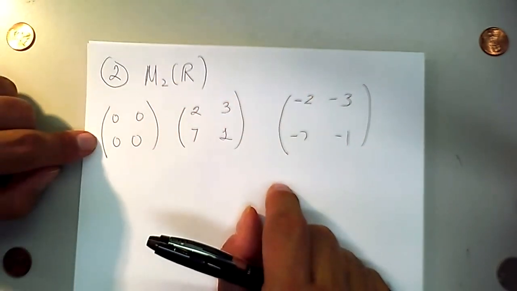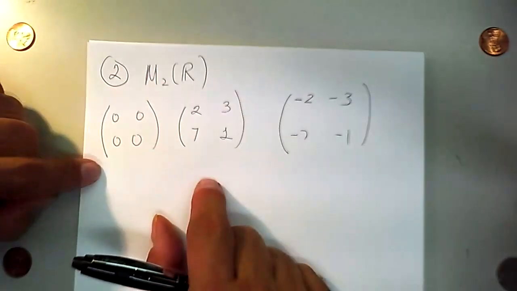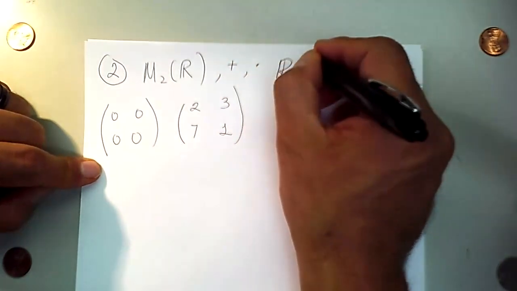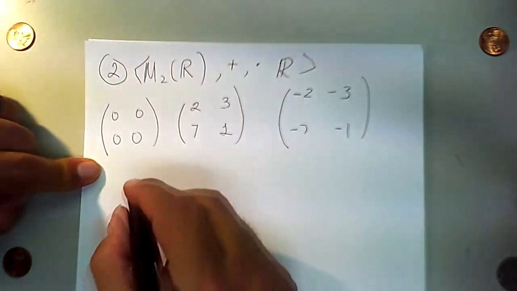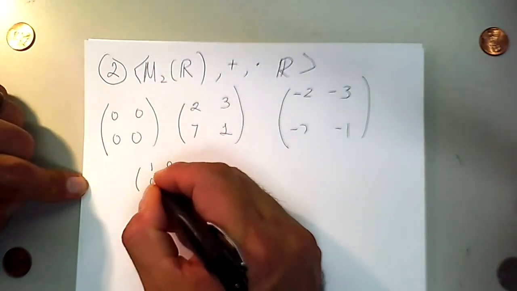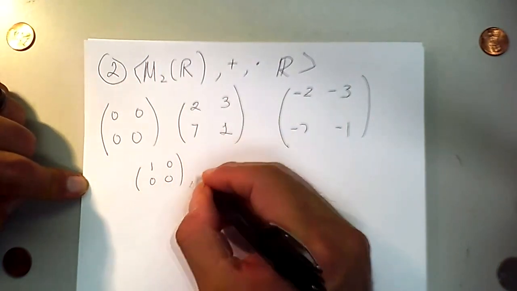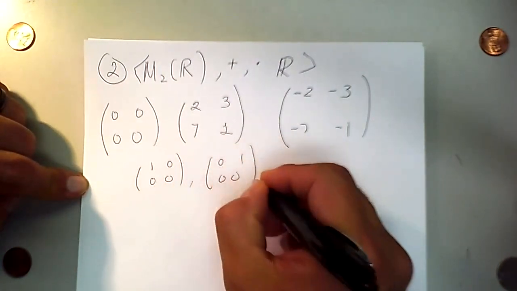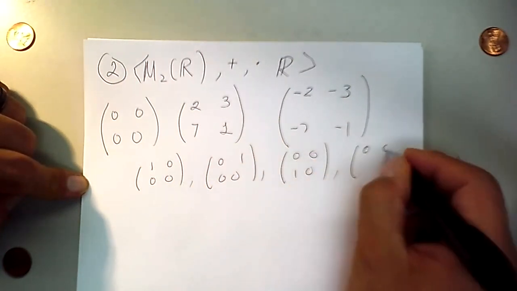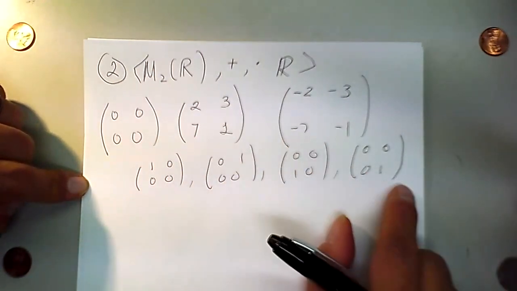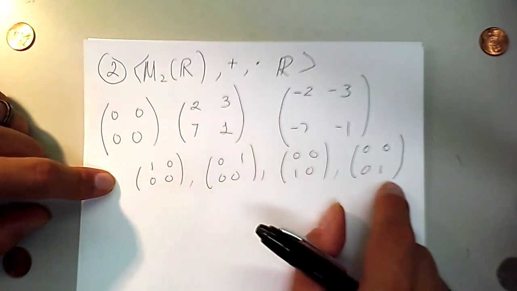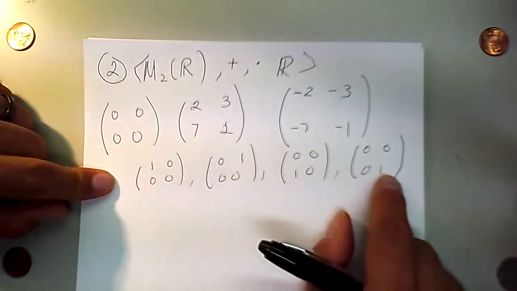What is the dimension of this vector space? Well, we have addition of matrices, multiplication by a scalar, and the real numbers are the scalars themselves. Well, it is 4 because we can find 4 matrices: 1, 0, 0, 0, then 0, 1, 0, 0, then 0, 0, 1, 0, and of course 0, 0, 0, 1. Those 4 matrices generate any 2 by 2 real matrix, and they are linearly independent.